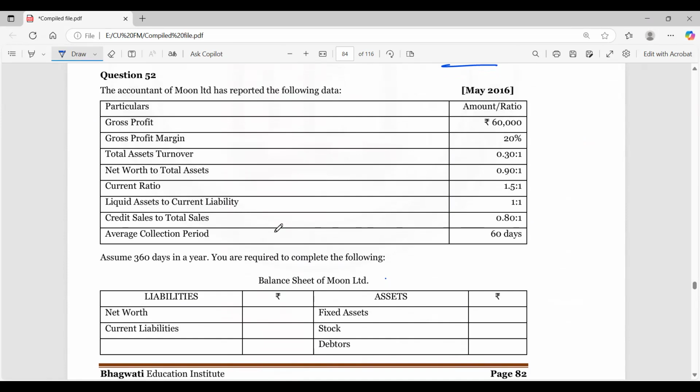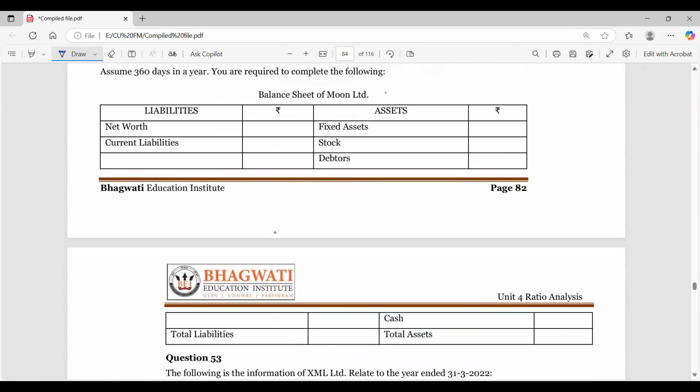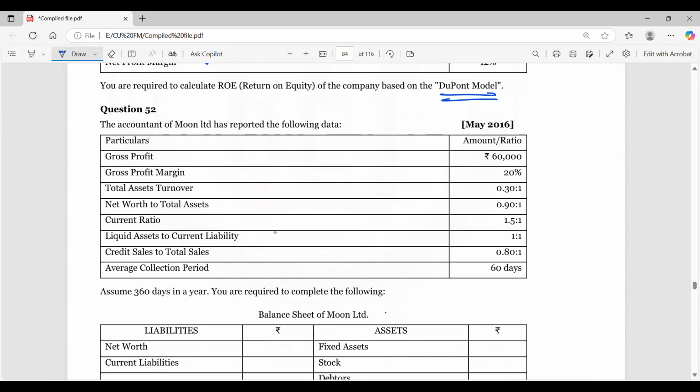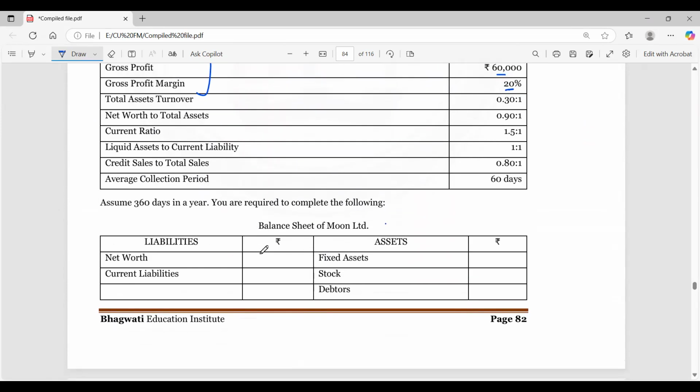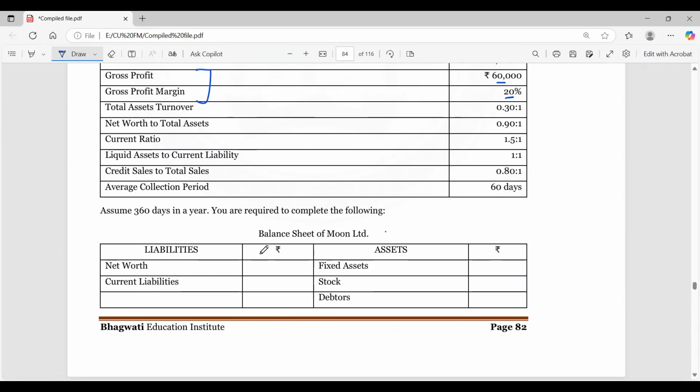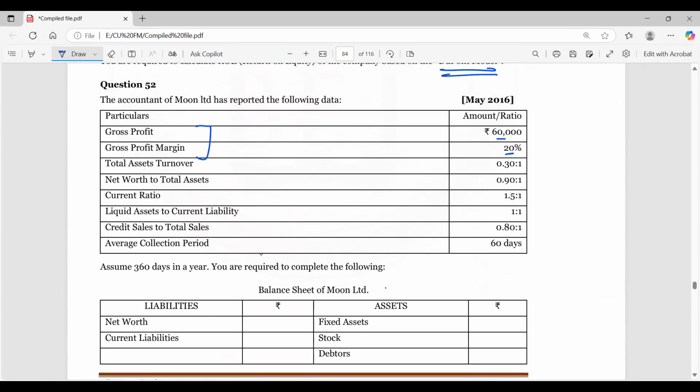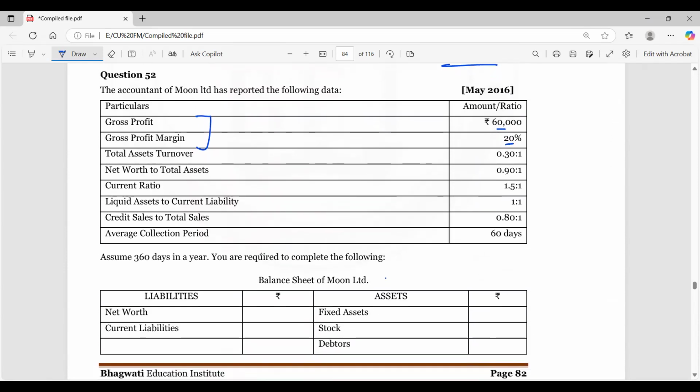Listen, 52nd question. Gross profit is given as 60,000. Gross profit margin is given as 20%. So this should be taken as the starting point of the question, and we can get the sales amount. In this question, they are not asking us to prepare the P&L. We have to prepare only the balance sheet. That's all. So I'll just do this question here itself.